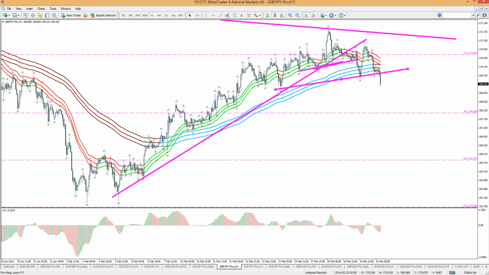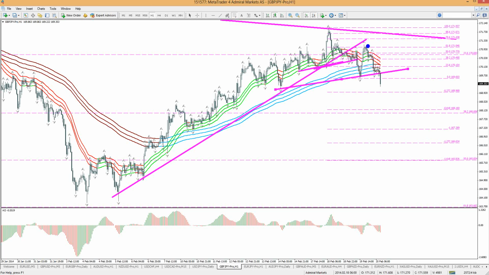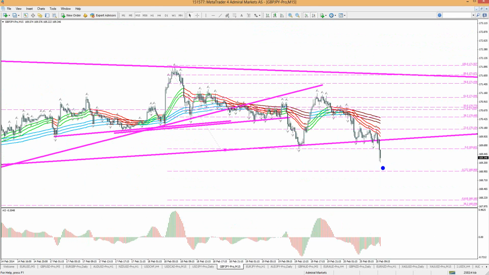Now, how far could this go? One way of measuring it is by putting a fib on this downside here, and we can see we had a 61.8 fib. The target would be 169 for the moment, but if the pound really speeds up and the yen, we could see an acceleration to the minus 618 at 168.16.